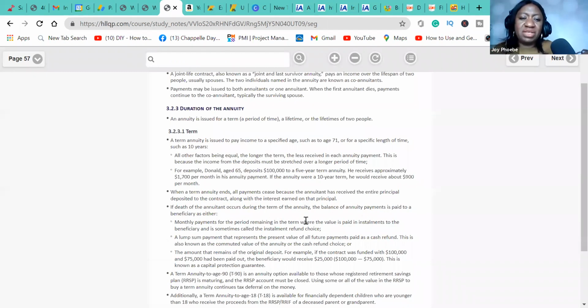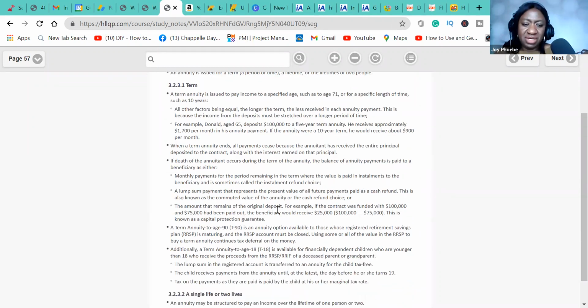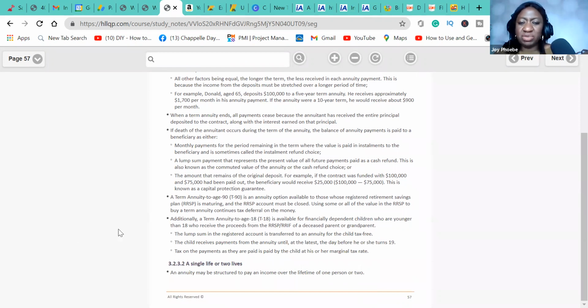All right. So moving on, the other feature of an annuity is the duration of the annuity. An annuity can be issued as a term annuity or a lifetime annuity. We've talked about term annuities. Typically, term annuities are up to age 90, so you can't get a term annuity beyond age 90. A single life or two lives, we've talked about that. An annuity may be structured to pay income over the life of one person or two.